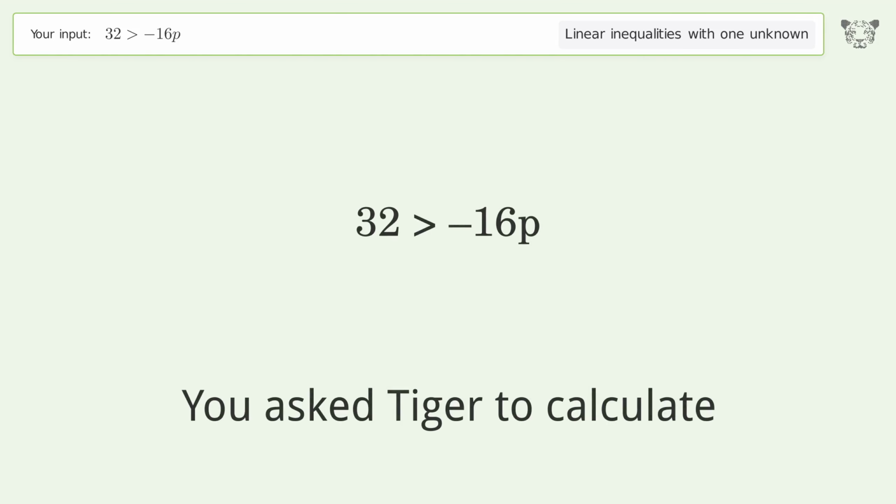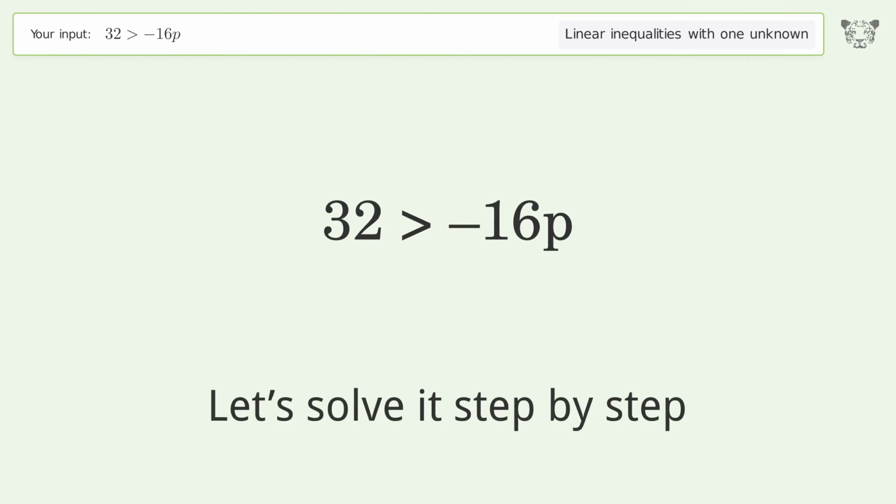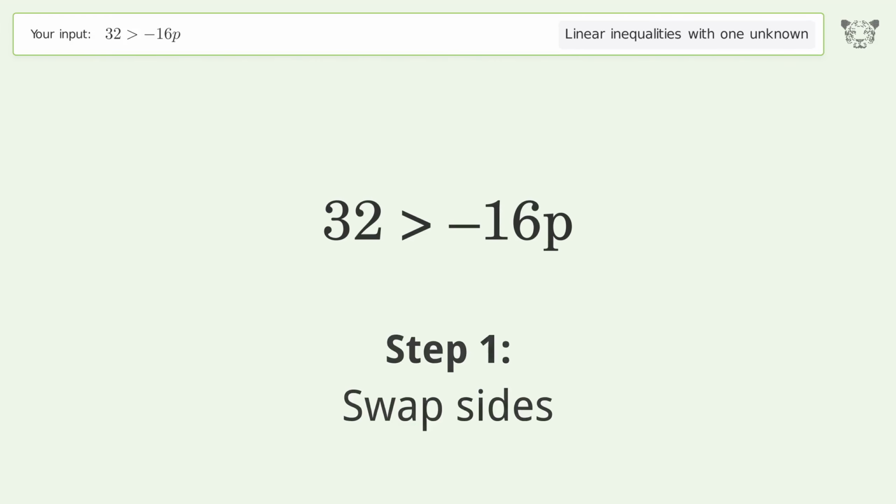You ask Tiger to calculate. This deals with linear inequalities with one unknown. The final result is p greater than -2. Let's solve it step by step. Swap sides.